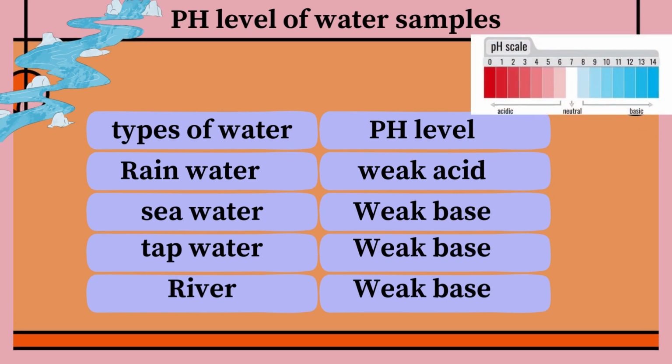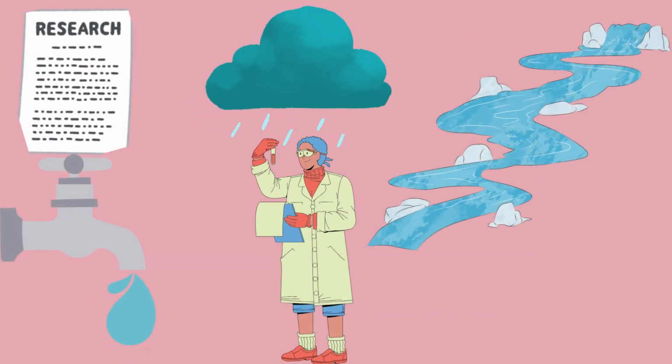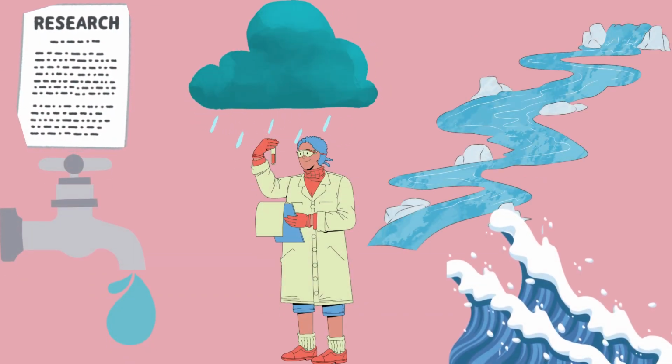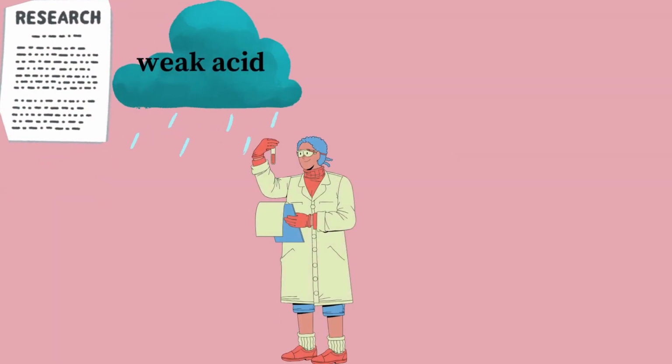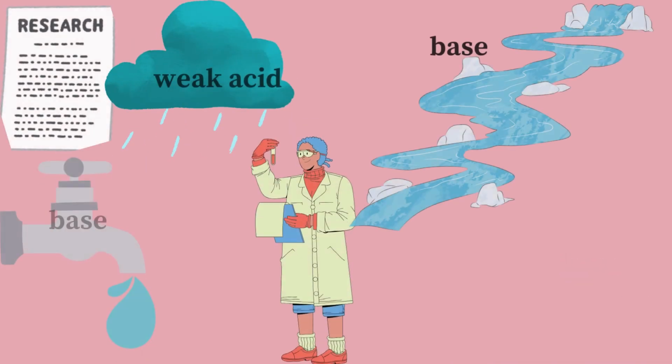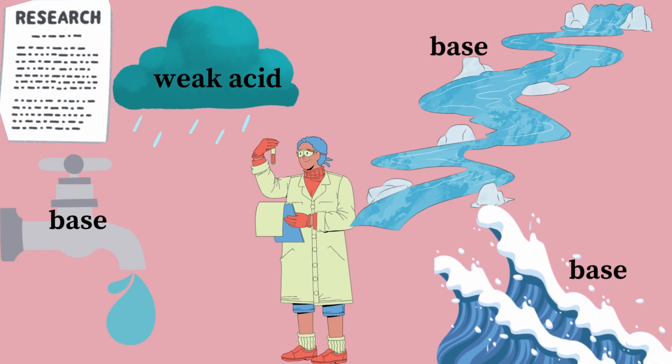This suggests that both water bodies share similar chemical characteristics, likely influenced by geological factors and environmental conditions in the region. The data analysis reveals variability in pH levels across different water sources, ranging from acidic to alkaline. While rainwater tends to be slightly acidic, seawater, tap water, and river water exhibit alkaline properties with varying degrees of alkalinity.